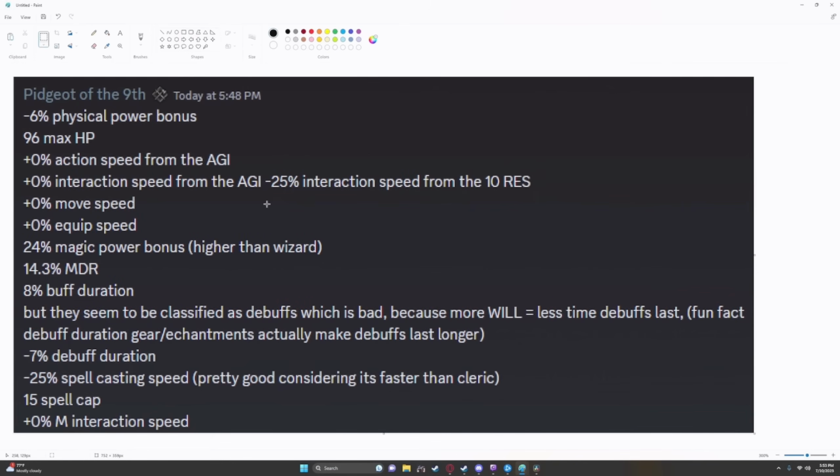And for those of you that want to see the base stats for the Warlock, this is what they calculate out to be. And this was written by Pidgeot of the 9th, by the way, so props to them. More will is less debuff time. So just so that everybody understands, when you stack will on any casting character, any character really, it increases buff duration but decreases debuff duration.